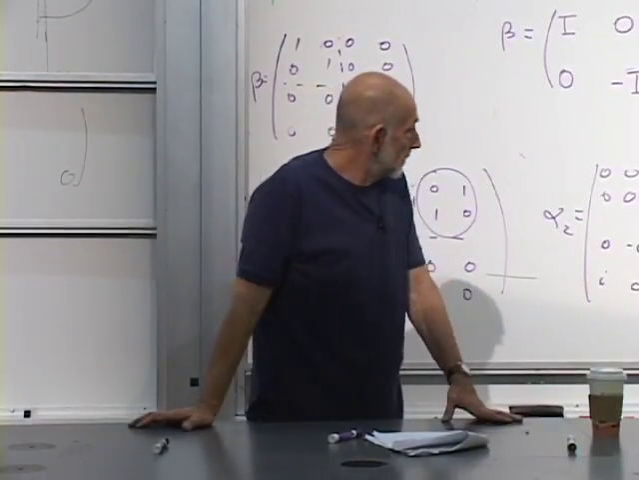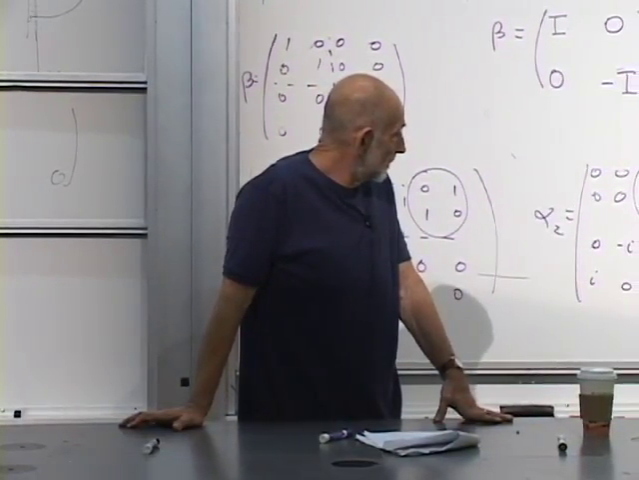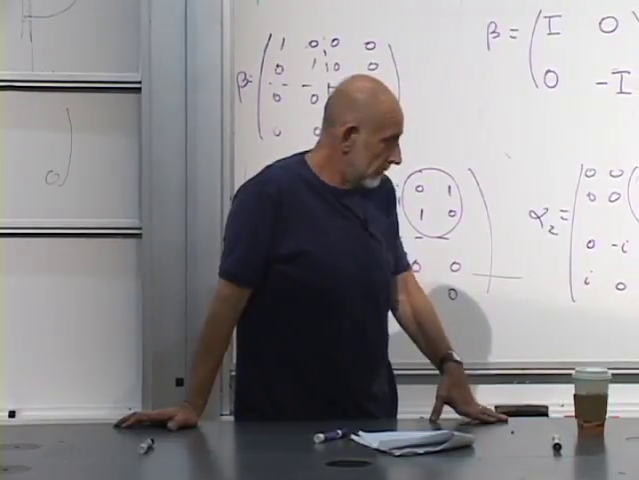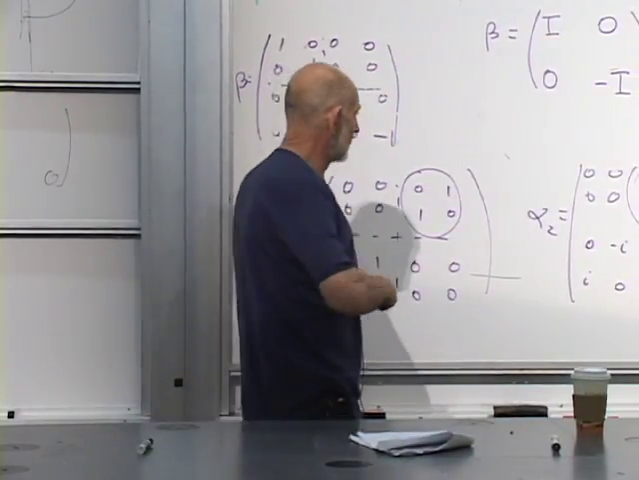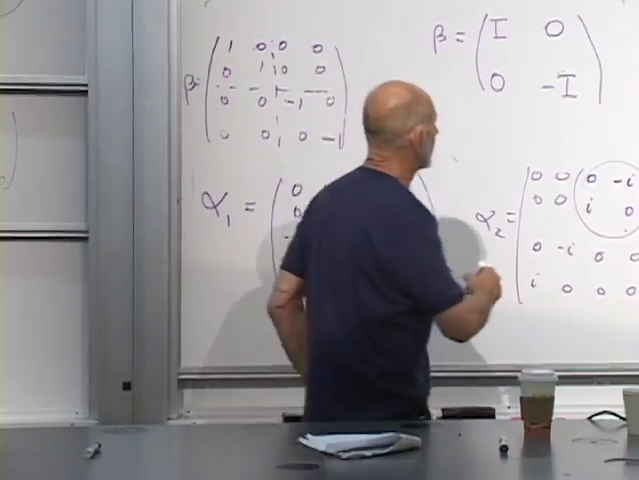Shouldn't that alpha equation be alpha i as 0, sigma i, sigma i, 0, up in the upper right? Absolutely.